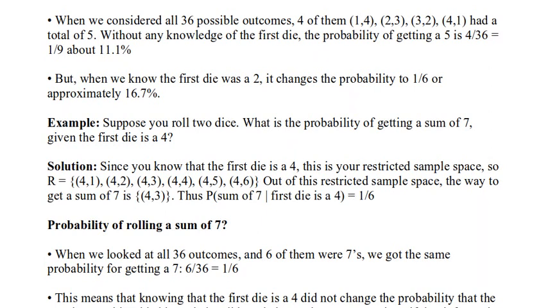So I'm going to claim just from that thought experiment that the knowledge that the first die is a 4 is not going to affect the sum being 7. And you can go back to that table to convince yourself of that. But let's work through this.